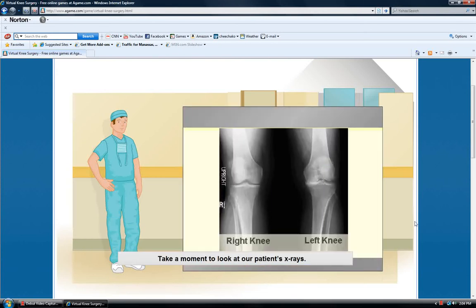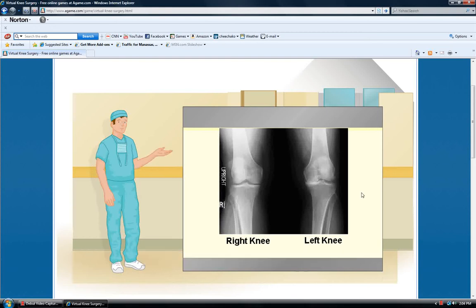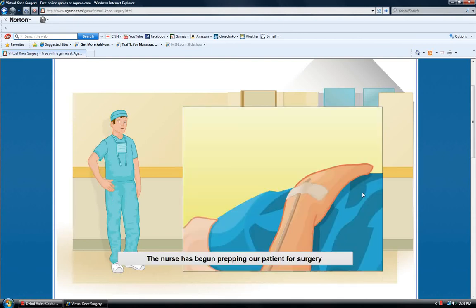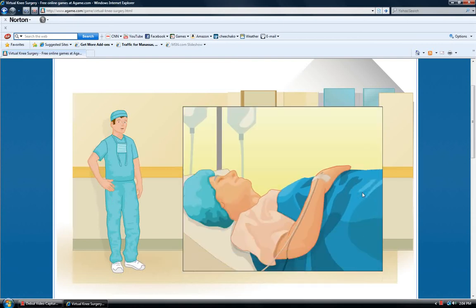Take a moment to look at our patient's x-rays. Which knee do you think needs surgery? His left knee appears worn down and lacking cartilage, which is likely the cause of his pain. The nurse has begun prepping our patient for surgery by placing an IV needle in his right hand.